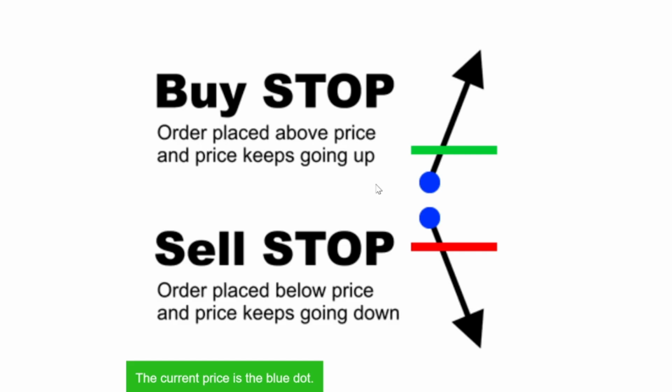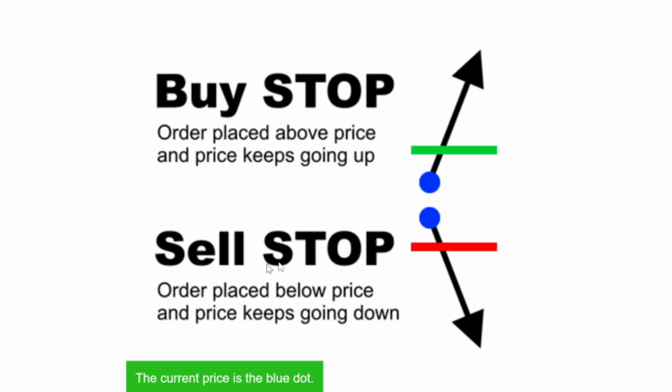With the buy stop, your order is placed above price and price keeps going up. And with the sell stop, the order is placed below price and then price keeps going down. So here you are just placing a price at a certain point and then it continues to go up. It's called a buy stop.